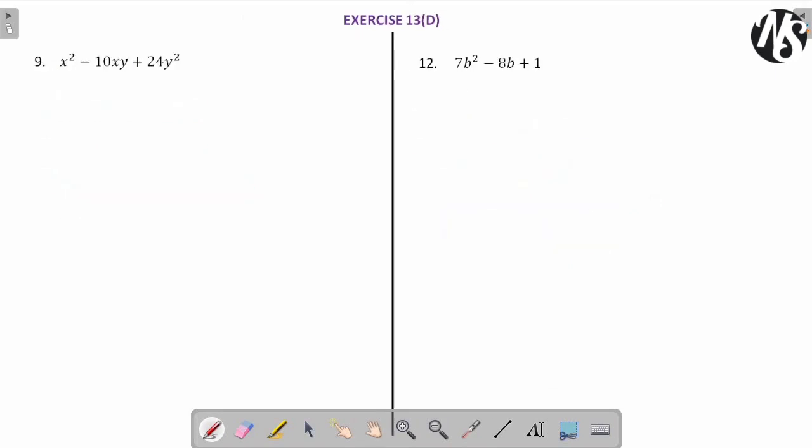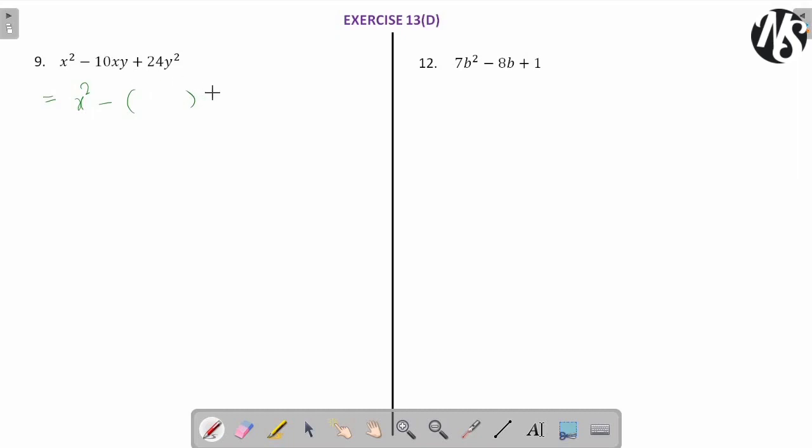Let's see the next question. Okay, so next question we have this one. Now here I told you we need to break only the numbers. So do not worry about the variables given. Let me write the variables as it is. So we have to divide or break this particular number.